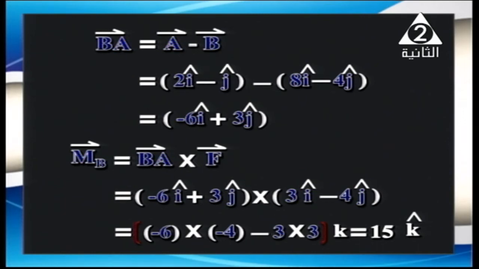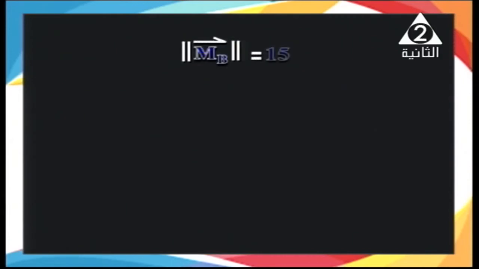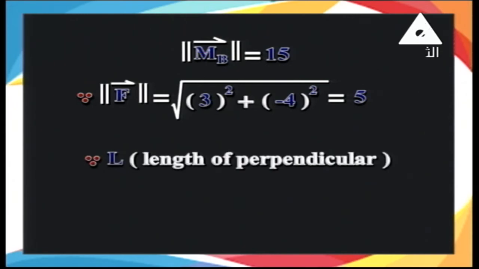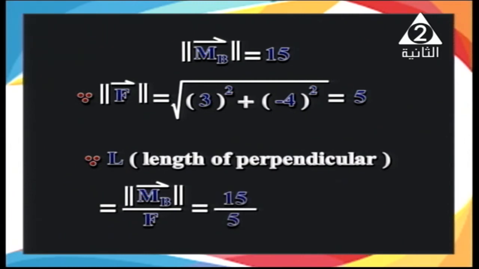Look at the norm of B equals the square root of 15. The norm of F equals the square root of 3 to the power 2 plus negative 4 to the power 2, which equals 5. What is the length of the arm, the length of the perpendicular? What is the rule? Excellent student. The norm of the moment over F, the magnitude of the force. Then the length of the perpendicular equals 15 over 5, which equals 3 length units.